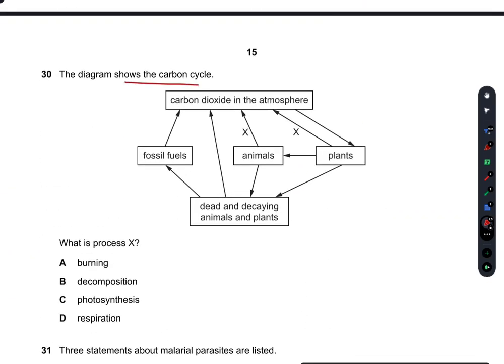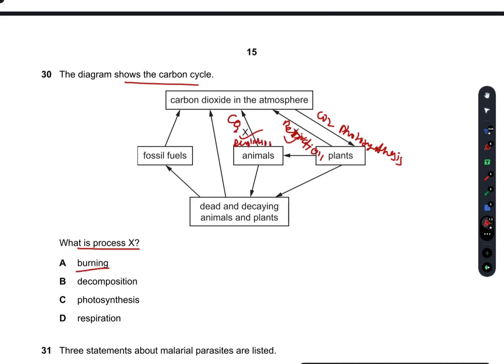The diagram shows the carbon cycle. What is the process X? The first thing is that X is common to both animals and plants. CO2 in the atmosphere is used by plants during photosynthesis, and is released back during respiration. Similarly, animals also respire and CO2 moves into the atmosphere. Respiration takes place here as well.